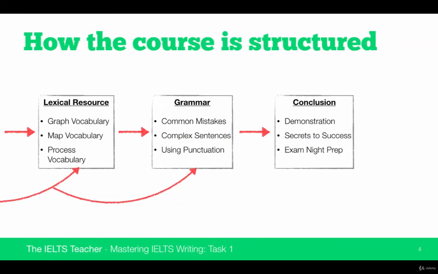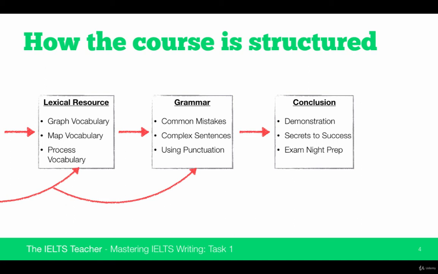In section 5, we look at lexical resource, or in other words, vocabulary. Vocabulary for graphs, vocabulary for maps, vocabulary for processes. In section 6, we look at grammatical range and accuracy, another of the band descriptors, focusing on common grammatical mistakes when looking at graphs, focusing on complex sentences and how to join ideas together using grammar, and focusing on how to use punctuation effectively when describing data.